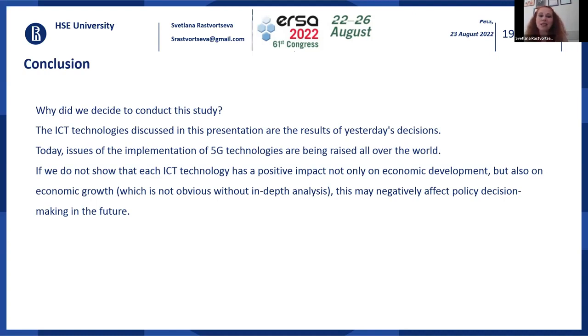Of course, we can say that the ICT technologies discussed in my presentation are results of yesterday's decisions. We used all this technology, mobile phones, fixed telephones, and internet connections, and we don't think about it now. Today, a very important topic is the implementation of 5G technologies all over the world. In some countries, decision makers wonder whether it is the right way to implement 5G technologies or maybe not. They hesitate, and if we don't show that each ICT technology has a positive impact not only on economic development but also on economic growth, which is not so obvious without in-depth analysis, this may negatively affect policy decision making in the future. Thank you.